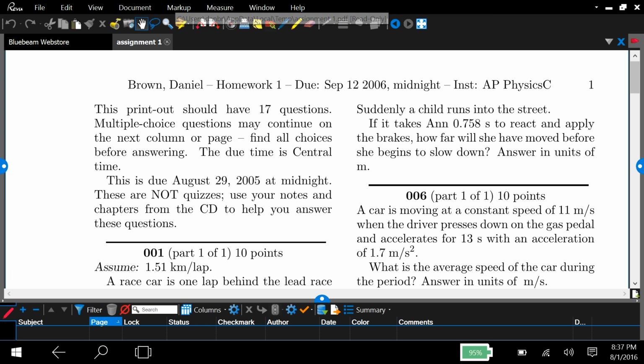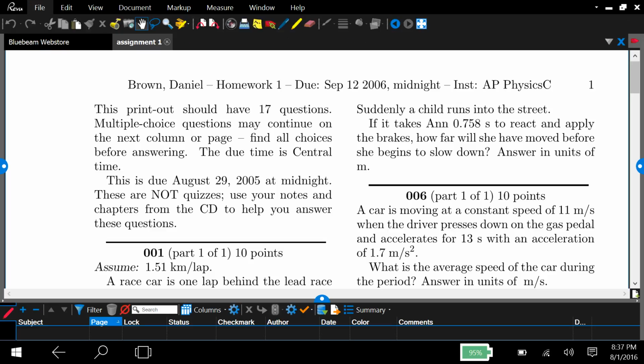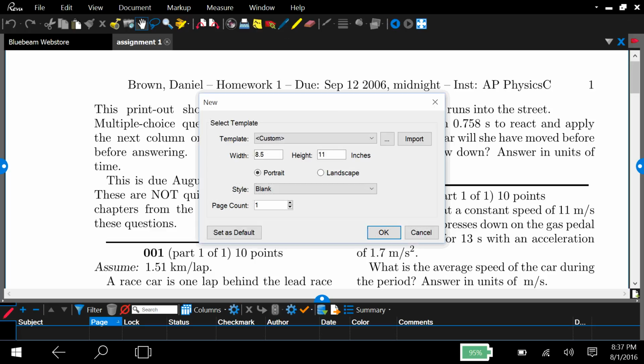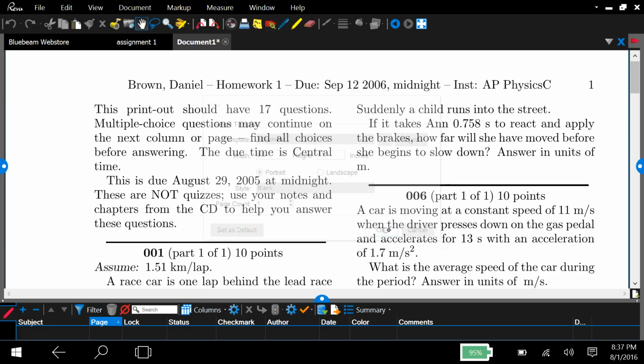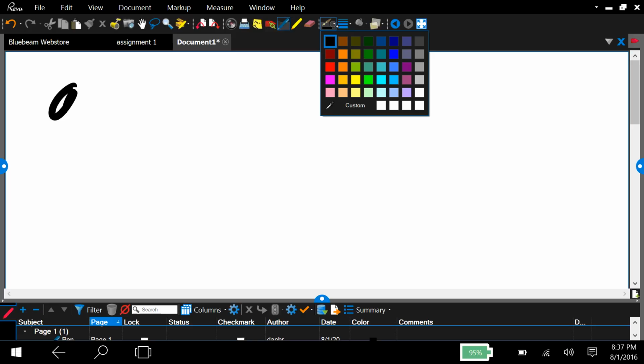So let's pull up a new window here. That'll be fine. And I'm going to jot down a few equations that we're going to be using for the first homework assignment. It's pretty basic stuff there. So we're going to be using some, ooh, there's a thick font. Hang on a second.